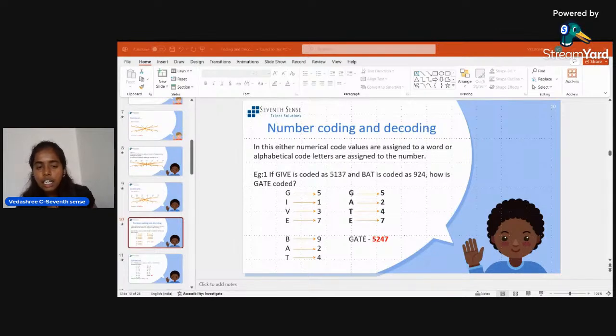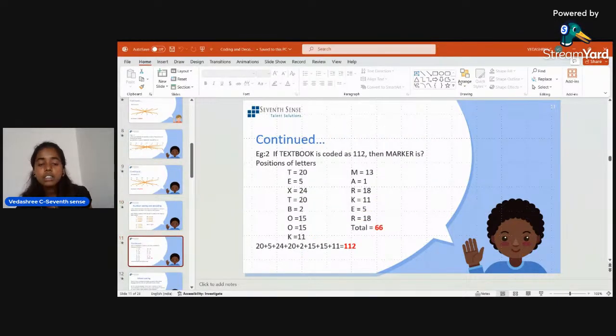So here individually there are numbers assigned for each letter. So just writing those numbers. That's it. So this is one type of problem, that is number coding and decoding. Example, we'll consider another example now.